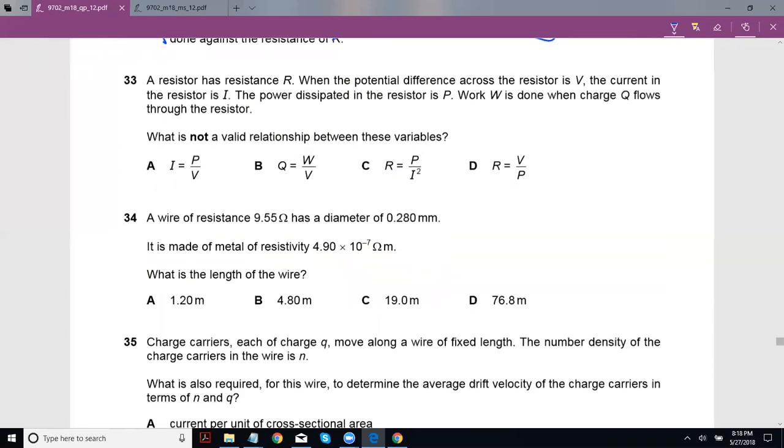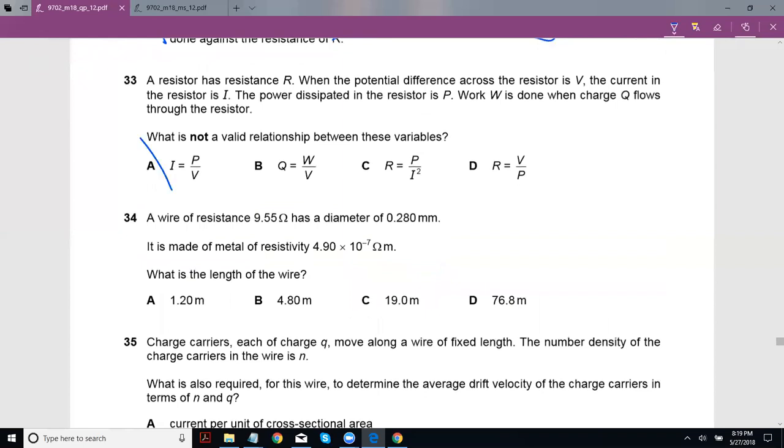Anyways, 33, a resistor has resistance R. When the potential difference across the resistor is V, the current in the resistor is I, the power dissipated in the resistor is P, work W is done when charge Q flows through the resistor. What is not a valid relationship between these variables?